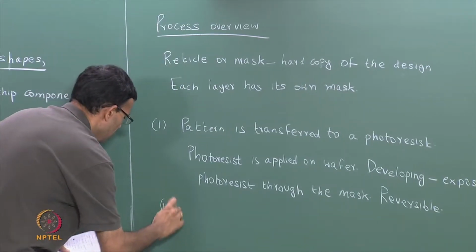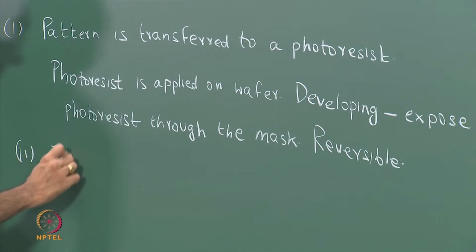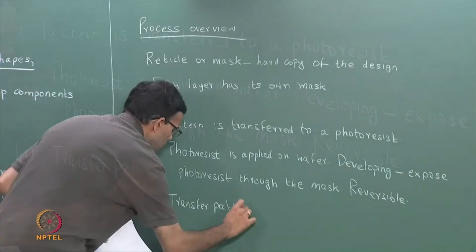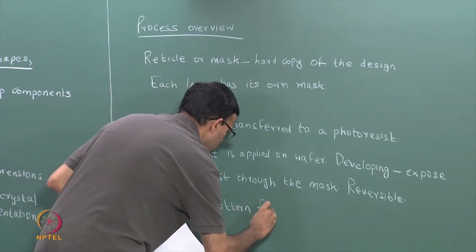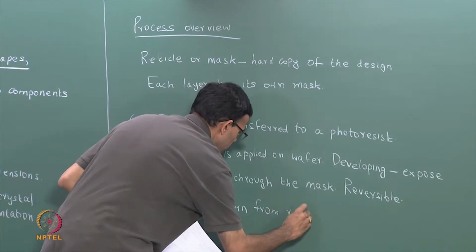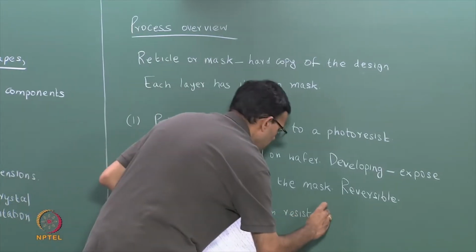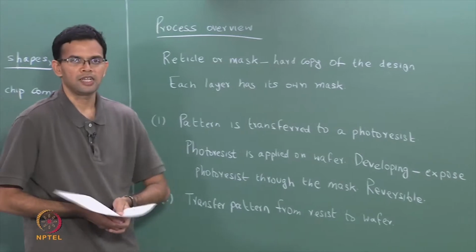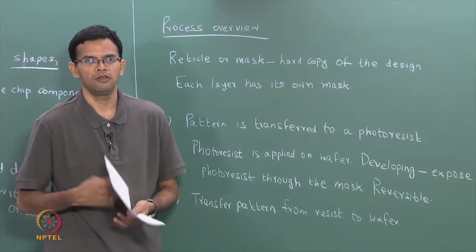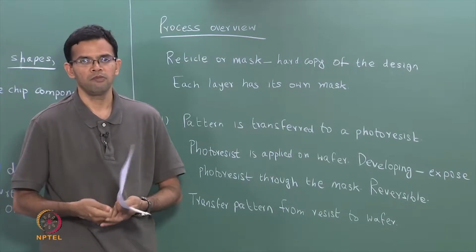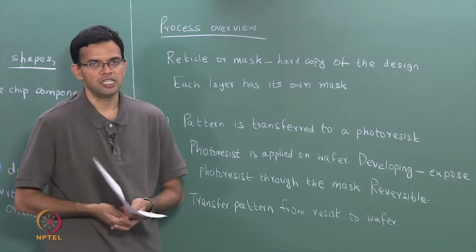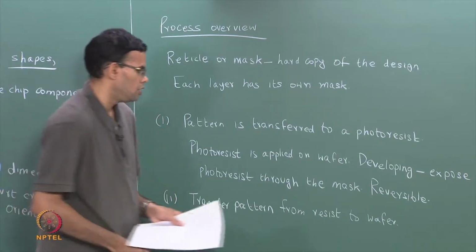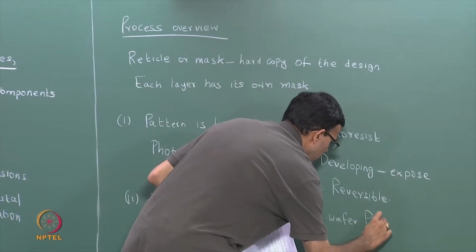The next step is to transfer the pattern from the resist to the wafer. So this is actually a permanent process. So this involves, as I mentioned earlier, either removing material from the wafer or adding material to the wafer or doping certain amount of impurities at those specific points. So this becomes a permanent process.